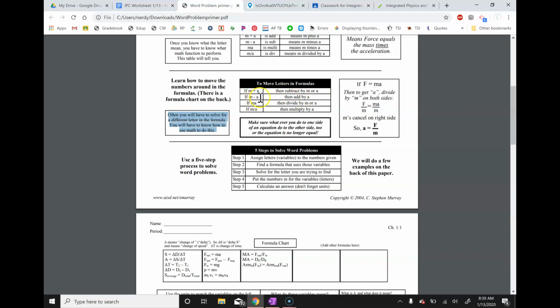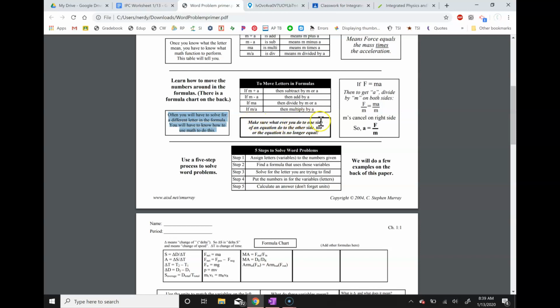If there is m minus a and you're trying to get one of them onto the other side, then you are going to add by a on both sides. If it's m times a, then divide by m or a on both sides in order to move that variable to the other side. And then last but not least, if it's m divided by a, then you're going to multiply both sides by a.